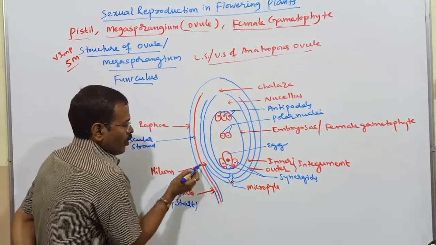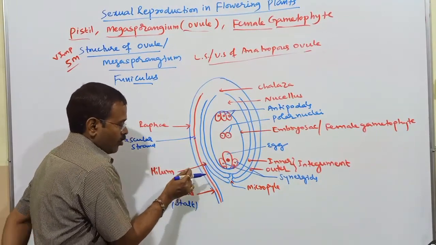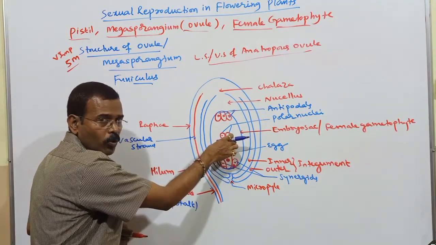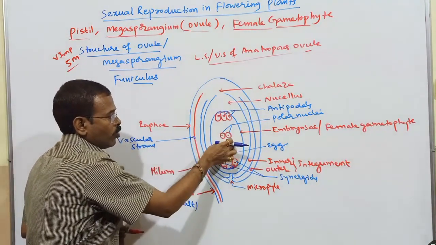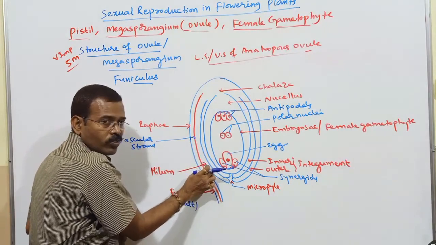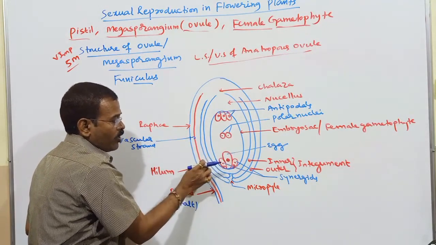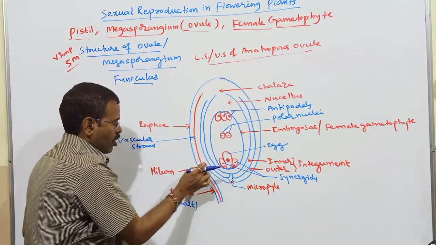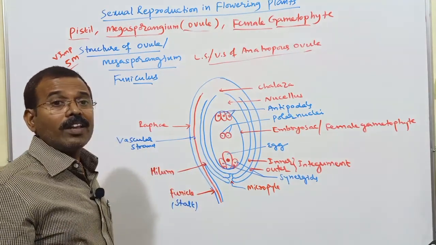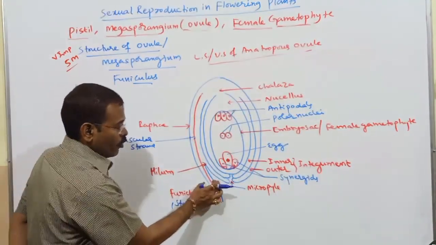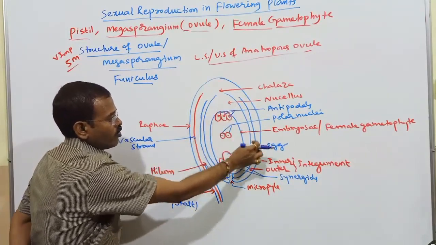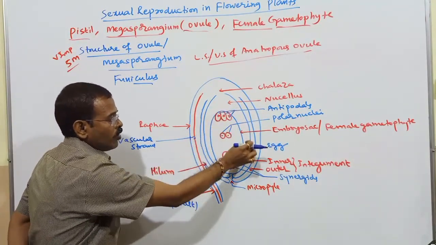Now, this is the point of attachment of the ovule, the main body of the ovule, to the funicle, the stalk. The point of attachment of the ovule to the stalk, that we call hilum. This funicle is fused with the ovule. This part is the ovule.